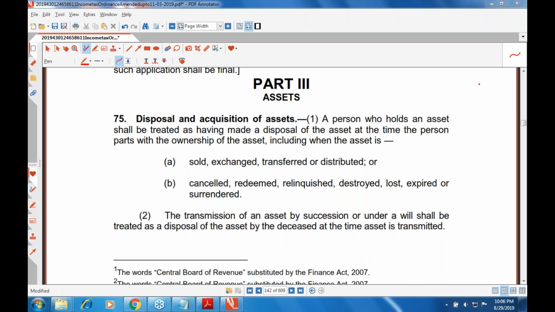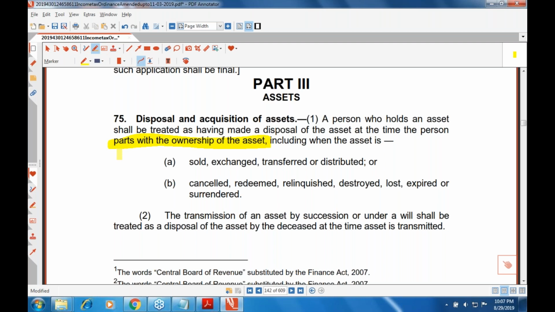Let's try to understand the concept of disposal. The law says that a person who holds an asset shall be treated as having made a disposal of the asset at the time the person parts with the ownership of the asset. So whenever you part with the ownership of the asset, that is considered to be disposal.